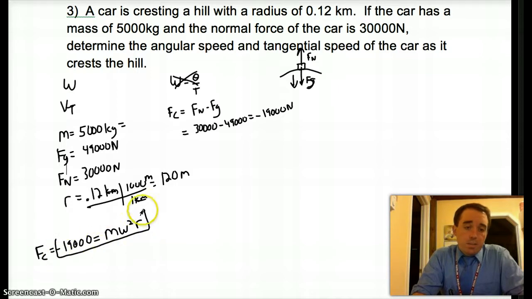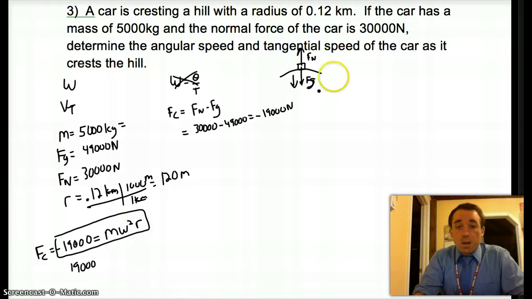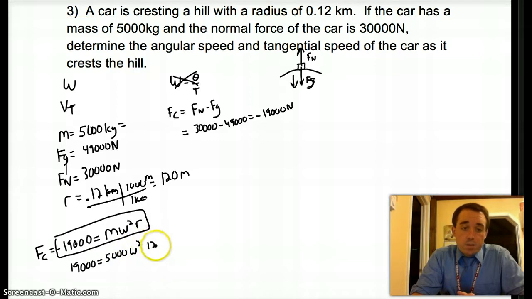That negative just means direction, so I don't really need it. Everything multiplied together, you don't really need it. So, I'm going to drop that, and I can find my omega by just plugging in. I have 19,000. Again, that negative just means direction. It's important for dealing with forces, but when dealing with omega, it doesn't help. I mean, you could look at it as the r being negative because it's below you, but not that important in this case. The m is 5,000 times omega squared. We're looking for omega, so leave that, times 120.